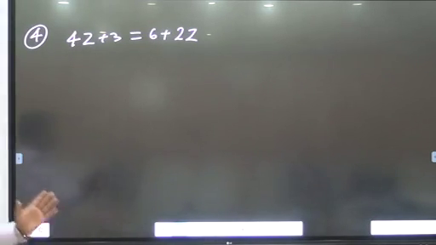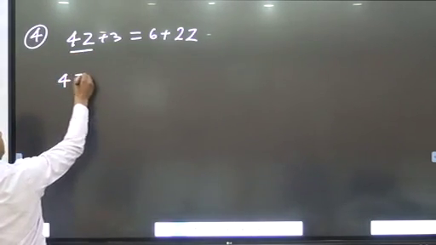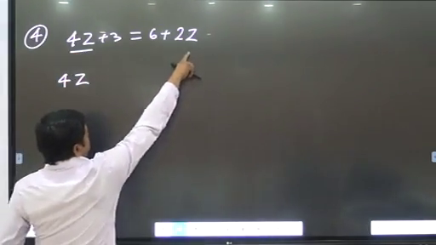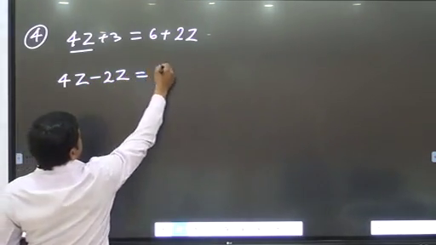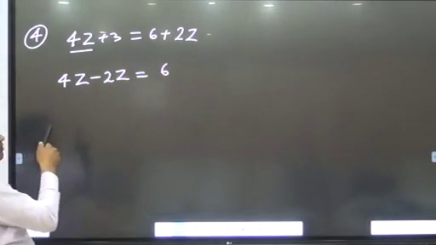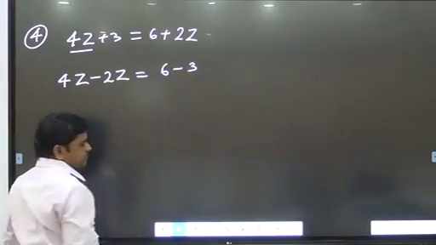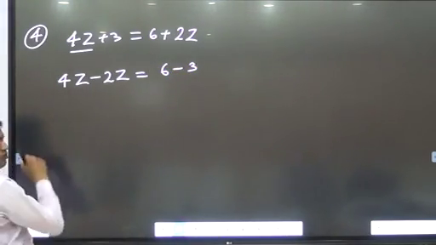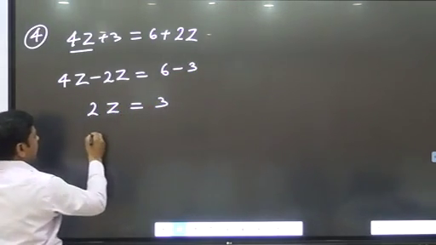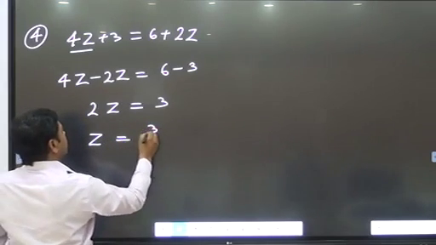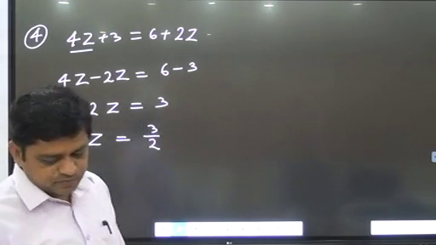Again applying the same operation, 4z and 2z transfer from here to left, so convert minus 2z equal to 6, and 3 from left to right, the sign should be changed, minus 3. We subtract 2z from 4z, we get obviously 2z, and here 3, and z is equal to 3 upon 2. This is the solution of question number 3.